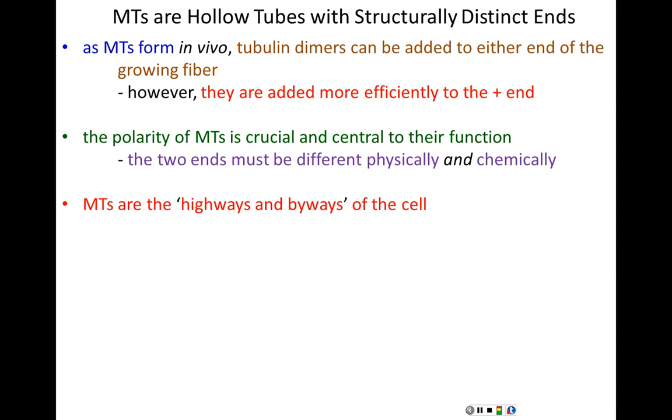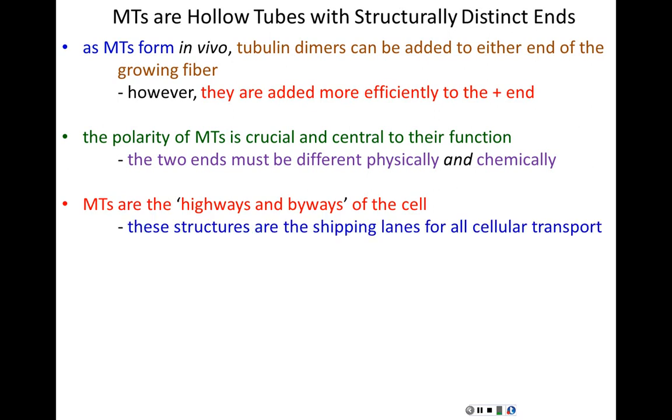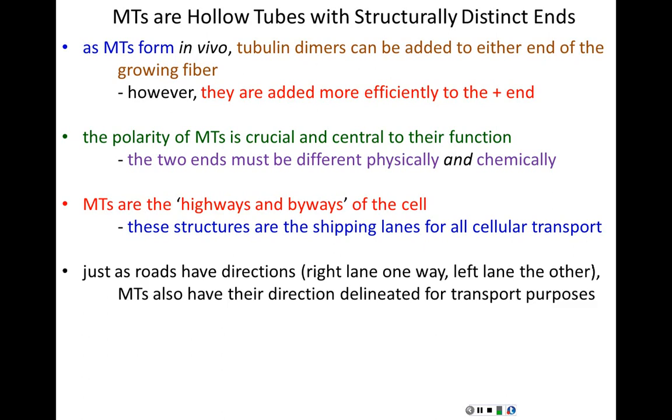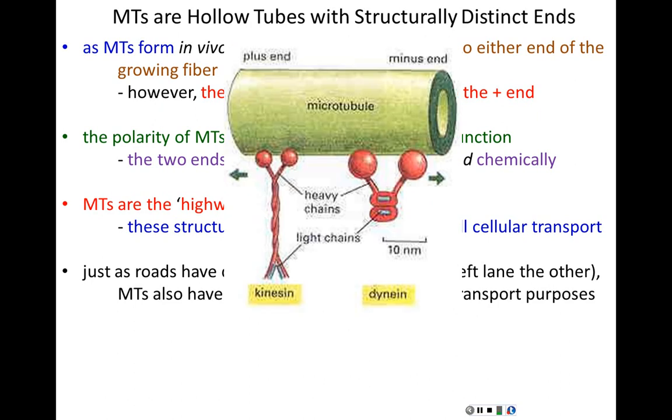The microtubules are the highways and the byways of the cell. They are the roads by which the walking proteins walk to move things along in the cell. These structures are the shipping lanes for all cellular transport processes. So just as roads have one direction, the right lane to go east and the left lane to go west, the right lane to go north and the left lane to go south, microtubules also must have their directions delineated for transport purposes. Individual walking proteins walk on microtubules depending on this polarity.